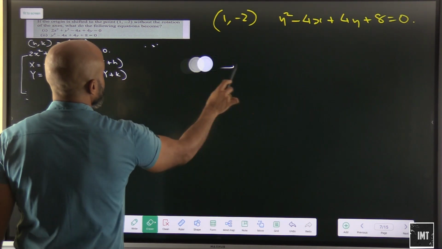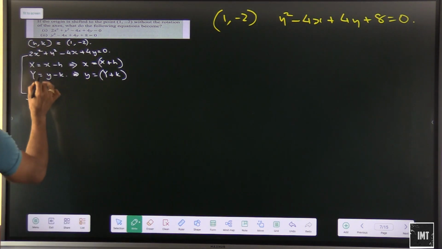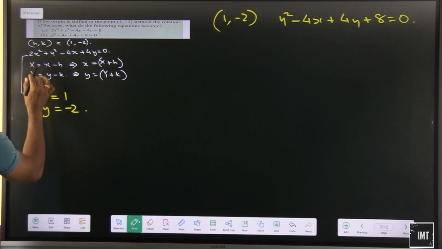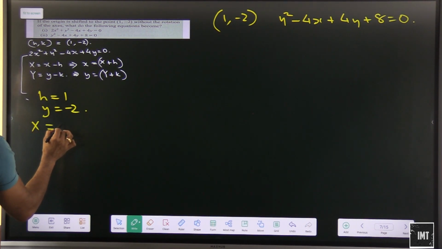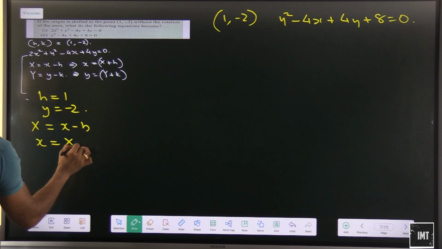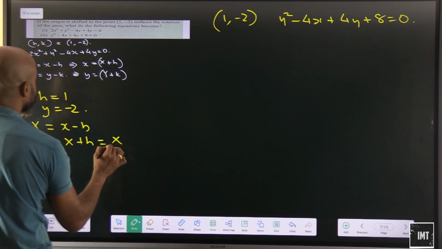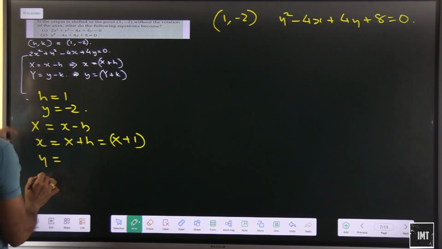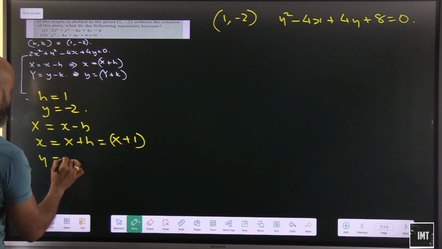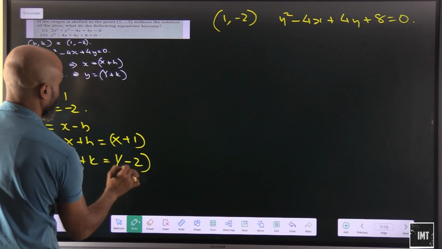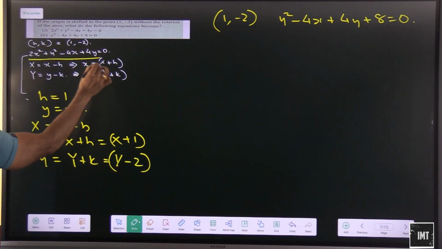Let me just make some changes here. Okay, so let's do this here. Here h has a value of 1 and k has a value of minus 2. So capital X will be equal to x minus h, or we can say x is equal to X plus h. So this will be X plus 1. Similarly, y will have a value of Y plus k, so this will be Y minus 2. We are just going to substitute this into the equation here.